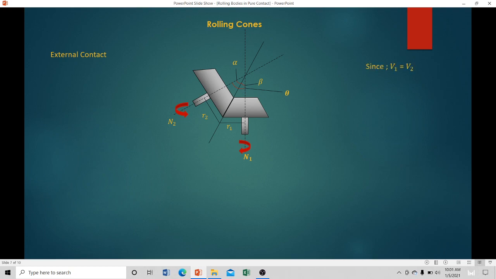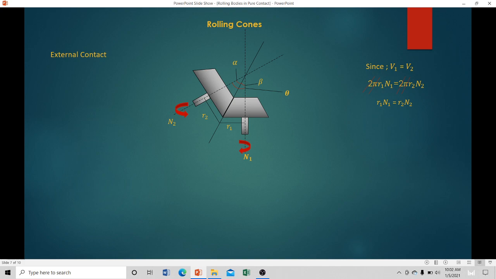Since V1 is equal to V2, if we go back to the trigonometric functions, we have this formula: 2 pi R1 N1 is equal to 2 pi R2 N2. As we observe in this equation, the 2 pi cancels out, so what remains is R1 N1 is equal to R2 N2.